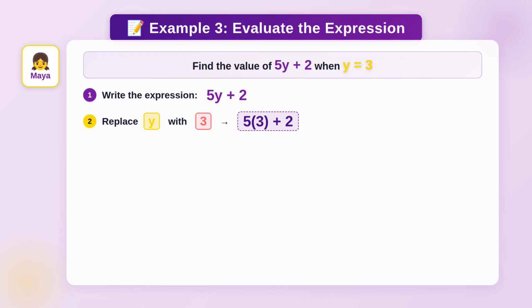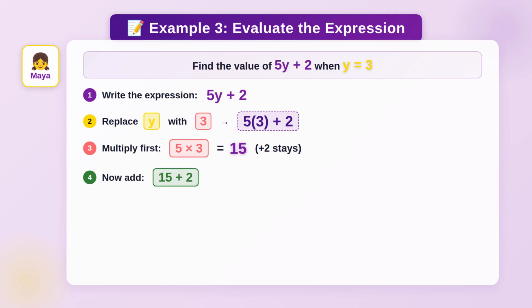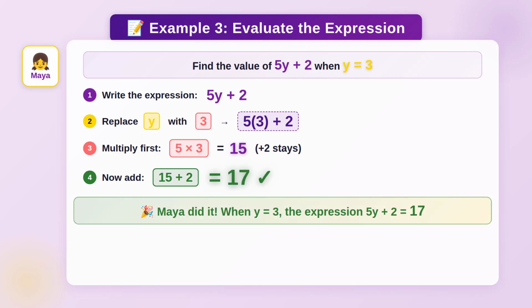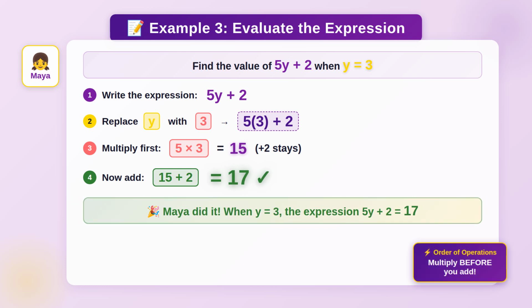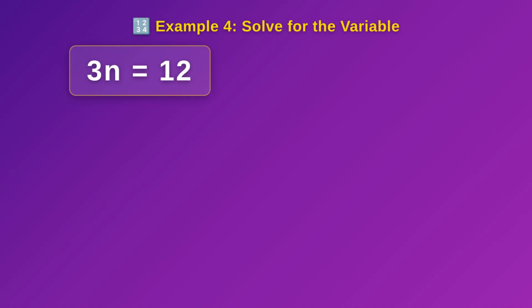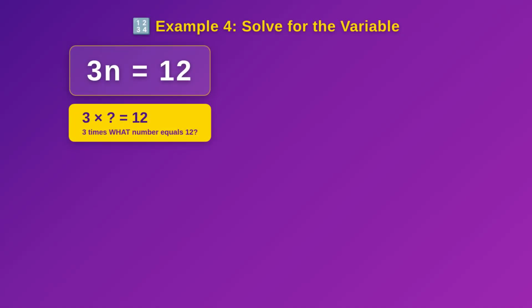Let's work through this with Maya. She sees, evaluate 5y plus 2 when y equals 3. Step 1. Write down the expression, 5y plus 2. Step 2. Everywhere we see y, replace it with 3. So 5y becomes 5 times 3, and we keep the plus 2. Step 3. Multiply first. 5 times 3 is 15. Step 4. Now add. 15 plus 2 equals 17. So when y equals 3, the expression 5y plus 2 equals 17. Maya did it. Remember, always multiply before you add. That's the order of operations kicking in.